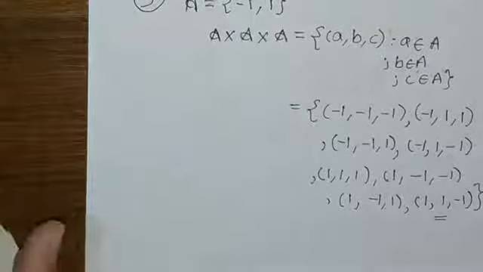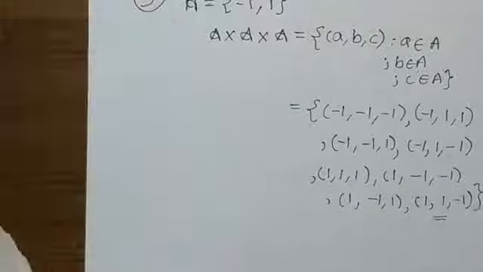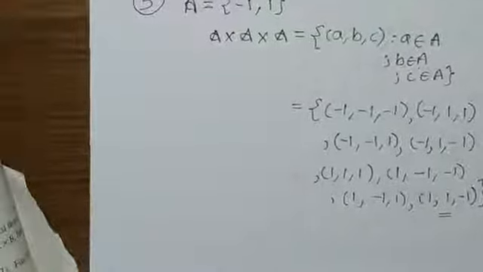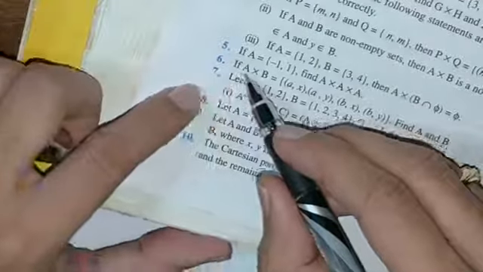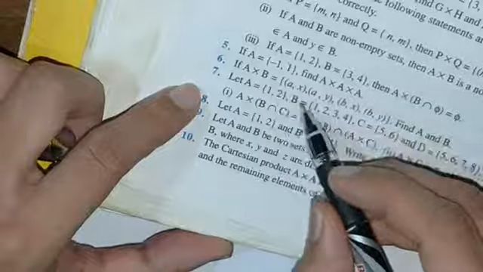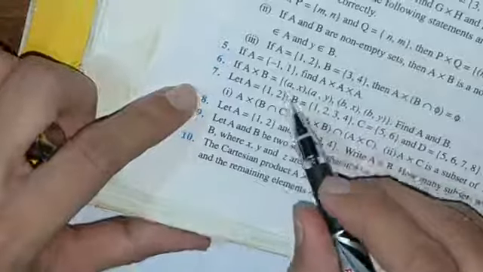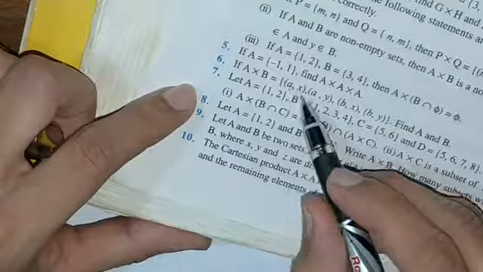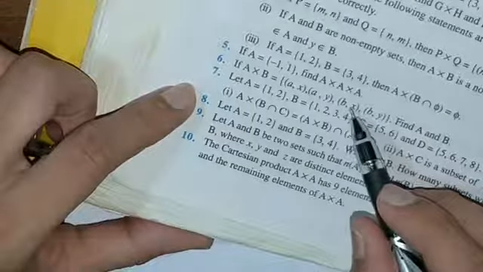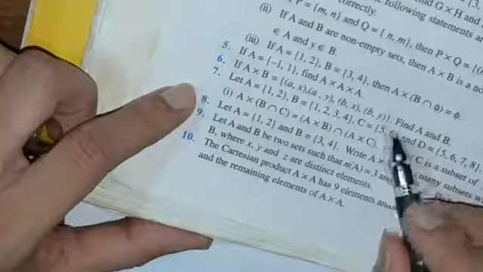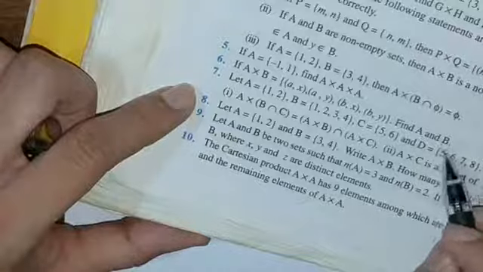That was the problem number 5. Now let us go to the problem number 6. Problem number 6 is, if A cross B is equal to the set {(a, x), (a, y), (b, x), (b, y)}, find A and B.